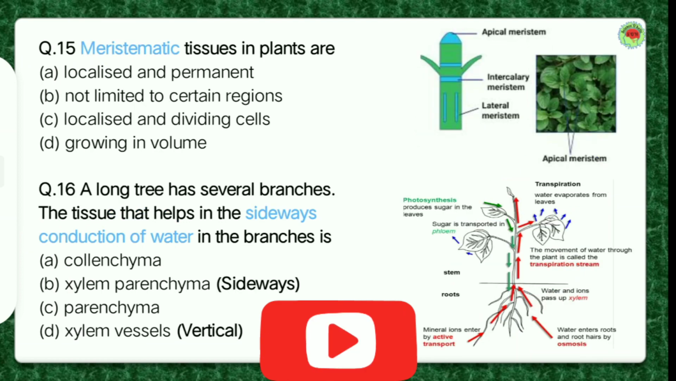Question number 15. Meristematic tissue in plants are. There are four options. Option A, localized and permanent, B, not limited to certain region, C, localized and dividing cell, and D, growing in volume.